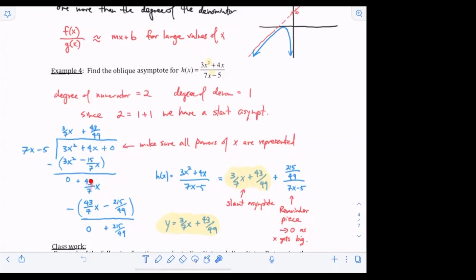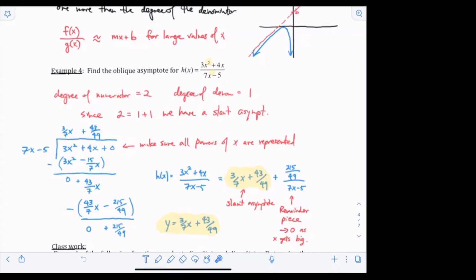This time, if you want to kill off the 43/7, you have to multiply by 43/49. When you multiply these two coefficients together, you get exactly 43/7. And when you subtract those, you get this remainder term.